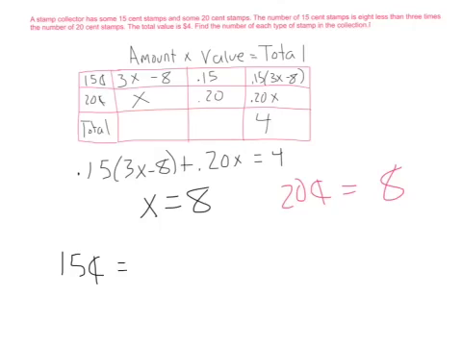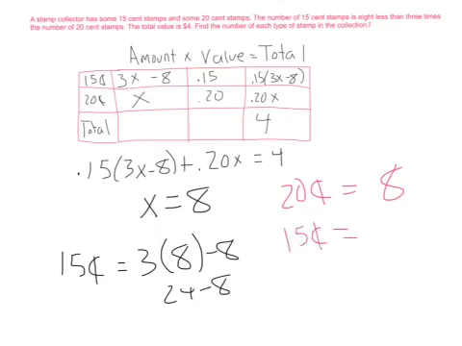That's 3x. Instead of x, I'll put an 8, minus 8. That's going to give us 24 minus 8. So my total of 15-cent stamps is going to be 24 minus 8, which is going to give us 16. And we've got our answer.